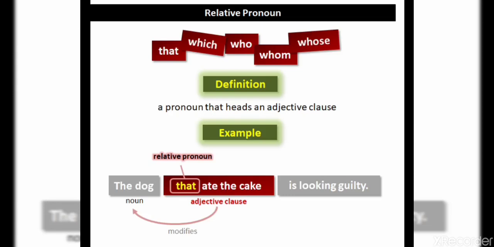Look into this example. The dog that ate the cake is looking guilty. Here the relative pronoun that is giving more information about the subject, the dog. And it is an adjective clause: that ate the cake. That's why it is said a relative pronoun is a pronoun that heads an adjective clause.